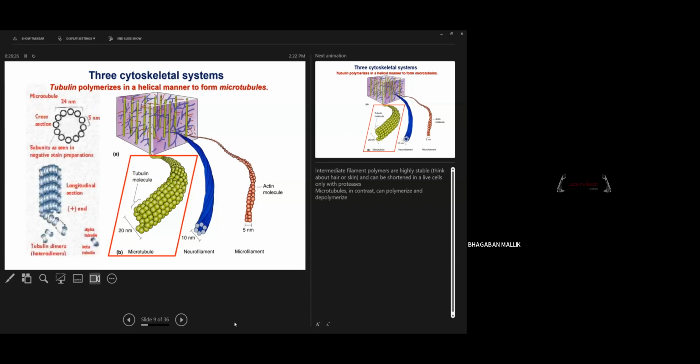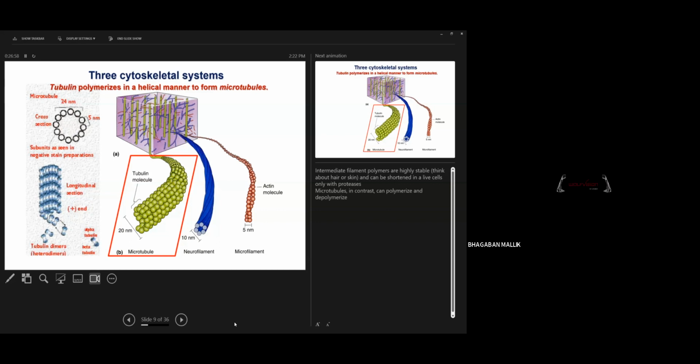Okay. So we'll talk first about the microtubule, how it is formed and what it is, and then the neurofilament and microfilament. The microtubule has two different ends. One is the growing end, the polymerizing end, and the other is the depolymerizing end. It grows at the plus end. The plus end is the polymerization end. The microtubule consists of two distinct kinds of tubulin subunits.